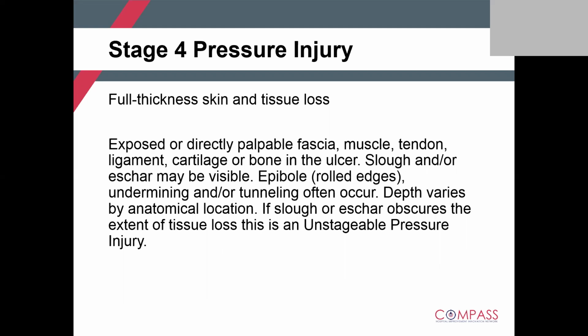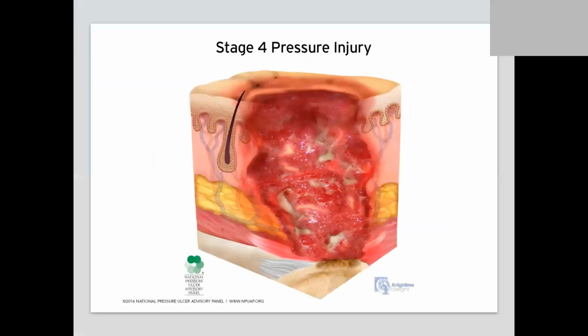A stage 4 pressure injury is defined as full thickness skin and tissue loss. In this pressure injury, you will often see undermining and tunneling. Fascia, muscle, tendon, ligament, cartilage, or bone are often exposed. Again, if the slough or eschar are blocking you from seeing the full extent of the wound, remember it is determined as unstageable. Here is an example of a stage 4 pressure ulcer.